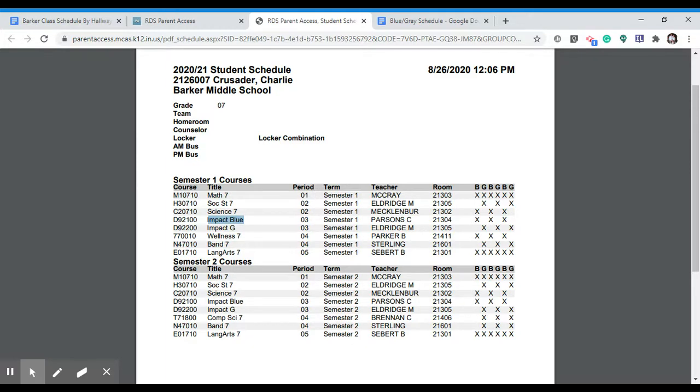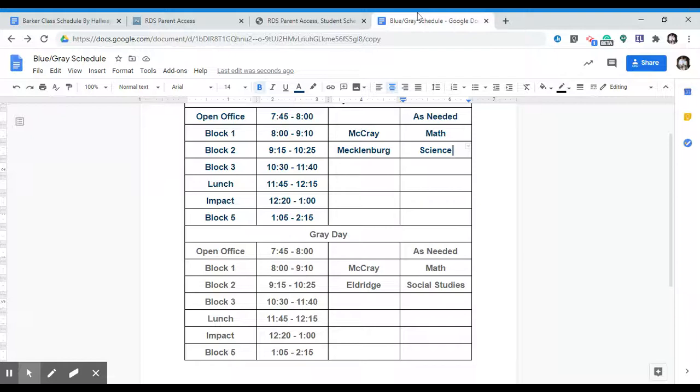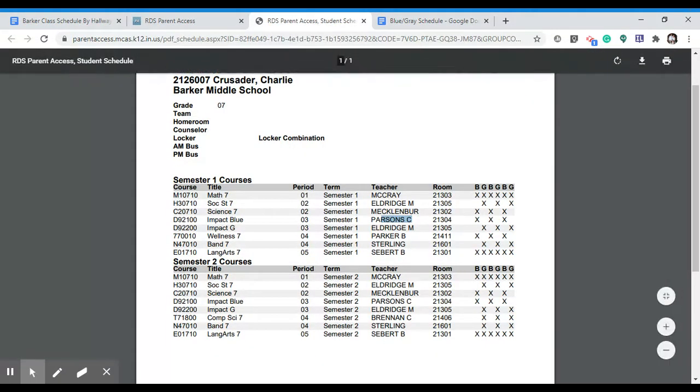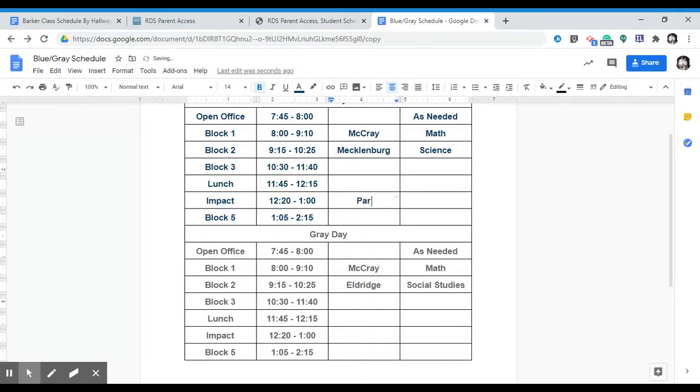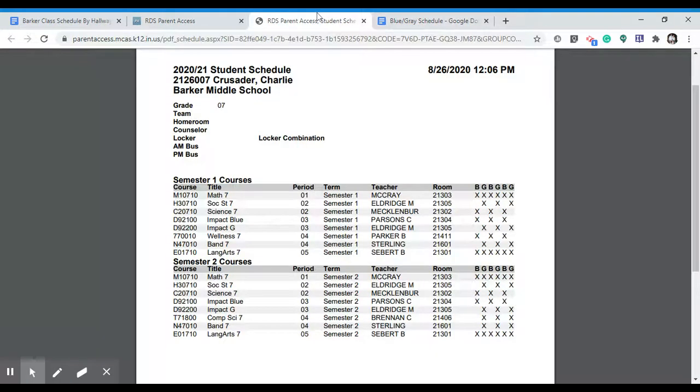So for Charlie Crusader, his impact teacher is Miss Parsons. So I'm going to put that in for both under impact. Right here, I'm not putting it for block 3. I'm putting it for impact because it is my impact teacher right here, impact blue, right there, Mrs. Parsons. So I'm going to put Parsons for that. It's impact, so I don't need to put the subject. I'm going to put Parsons down here. That's my impact teacher. That should help out a lot.